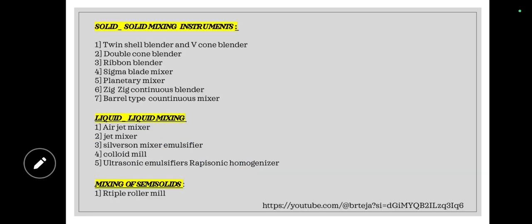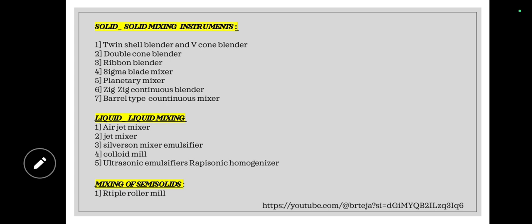Solid mixing instruments: twin shell blender and V cone blender. Next, double cone blender. Third, ribbon blender. Fourth, sigma blade mixer. Fifth, planetary mixer. Sixth, zigzag continuous blender. Seventh, barrel type continuous mixer. These are all solid mixing instruments in homogenization.